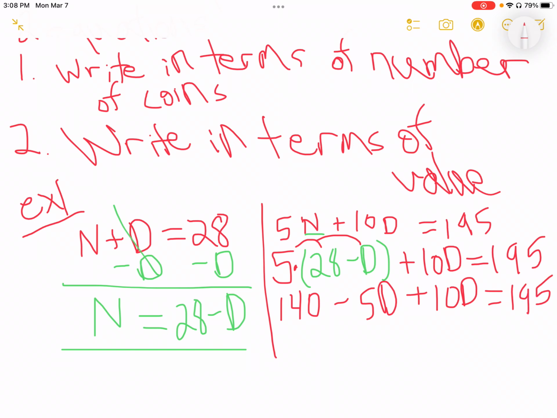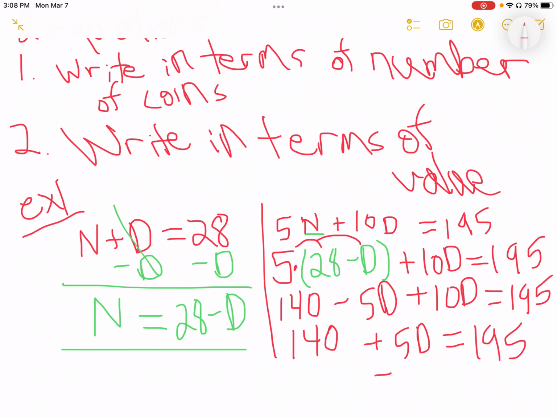Okay, now I can add up like terms here. So my d's are alike, my number's not alike. So I can go ahead and write this out one more time. So I have 140. If I add my d's up, I have minus 5d and I have plus 10d. So if I have minus of something, right, it subtracts just like a normal number. So then I'm left with plus 5d is equal to 195.